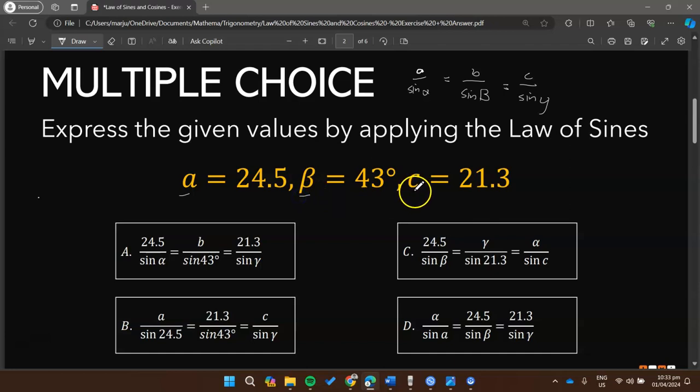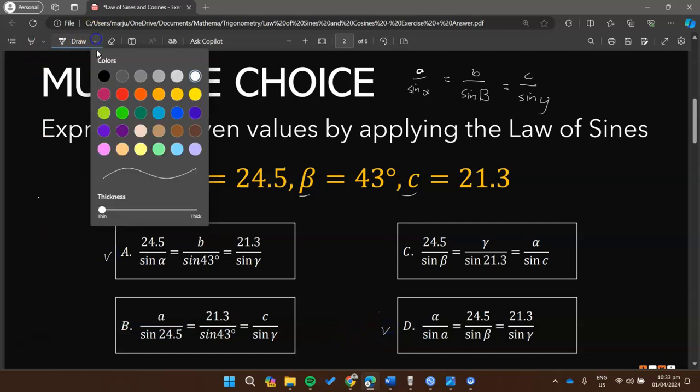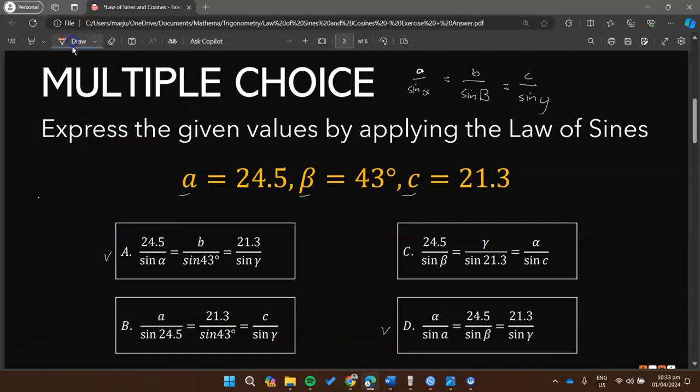So how are we going to express this one again using the law of sine? Basically we will have 24.5 over the sine alpha. Where is that? So far this is our two options.